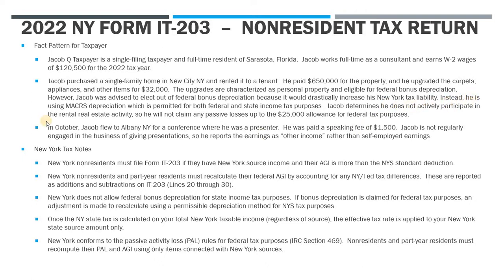So he elects out, he uses MACRS instead, and then he does take the position that he doesn't actively participate in the activity. So for federal purposes, if you're familiar, you get that $25,000 allowance where if you have a passive activity related to rentals, you can deduct up to $25K. He's not going to take that. So he's going to treat this as a pure passive activity, and so there's going to be some passive activity loss limitations.